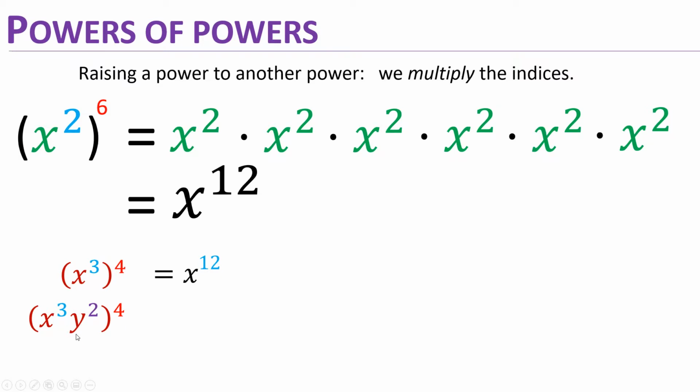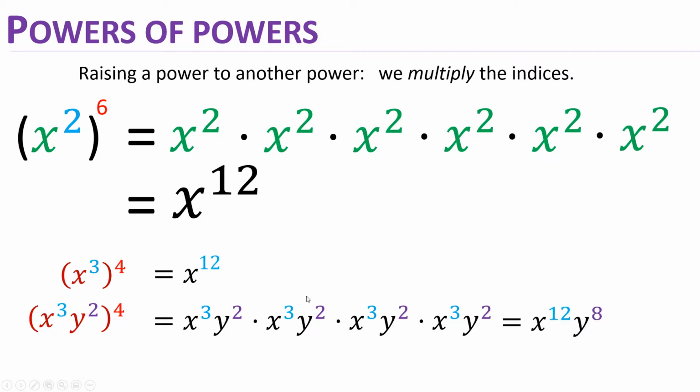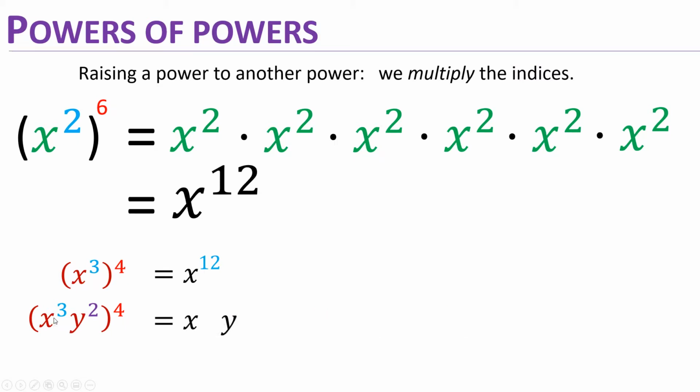This is a power of a product, so we will deal with both factors separately. The long way, of course, would be to write out the entire multiplication. That's what this power means. We take x cubed y squared, and we keep multiplying it by itself. So this is one long multiplication, where in the end we multiply x by itself 12 times, and y by itself 8 times. Now the short way to get there is to look at the first factor, x cubed, and raise it to the power of 4. That becomes x to the power of 12. And then look at y squared and raise it to the power of 4, which becomes y to the power of 8.